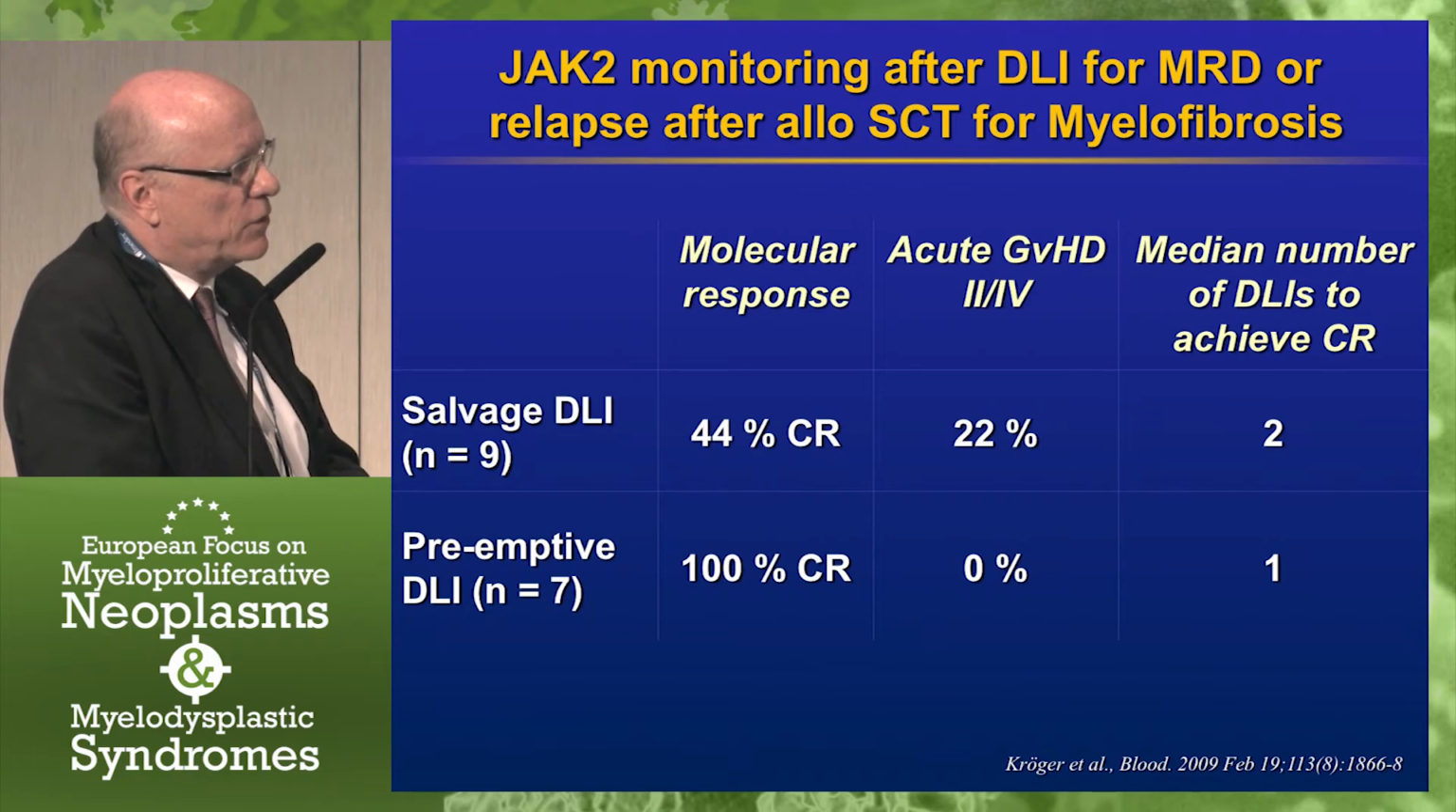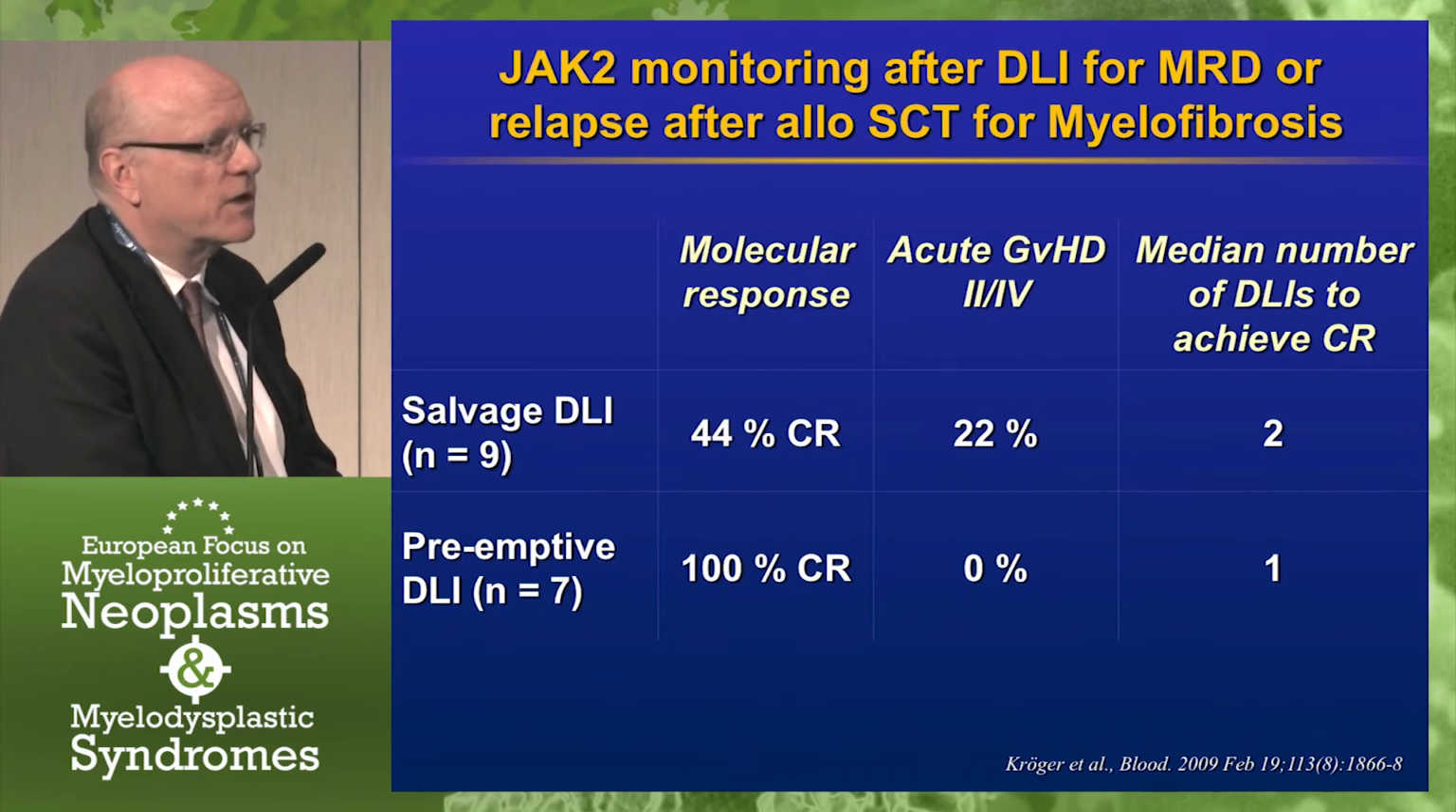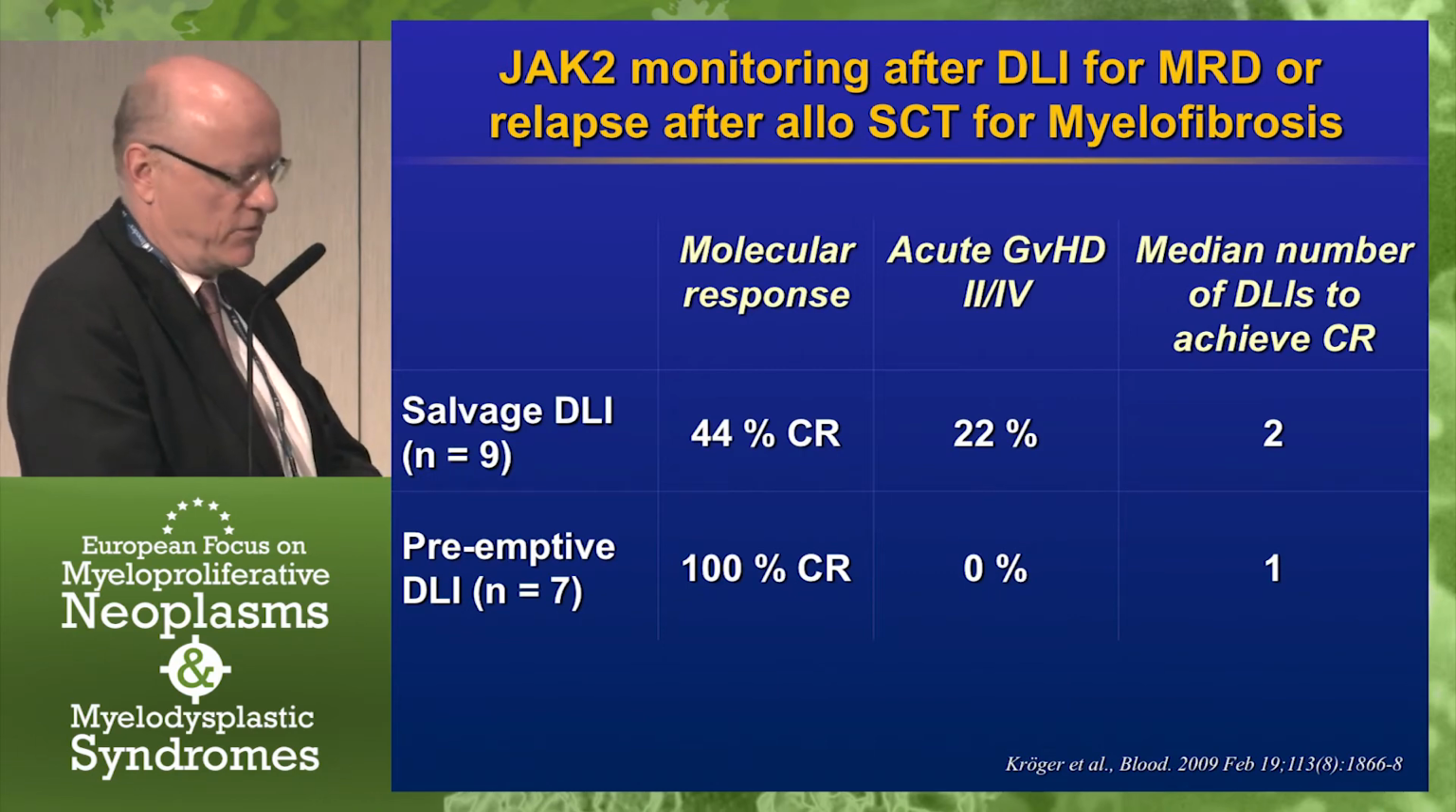And interestingly, if you give this DLI as salvage, you can achieve in nearly half of the patients again a molecular remission. However, you need a higher dose of T cells, and this is associated with a higher risk of graft versus host disease, which is a major complication after stem cell transplant. If you use it preemptively, we need only a very low dose of T cells, so we don't have any GvHD, and we have a high success rate of achieving again a molecular remission.